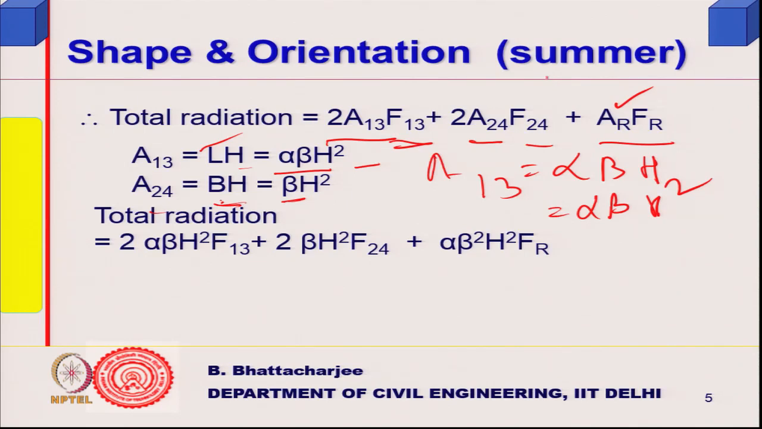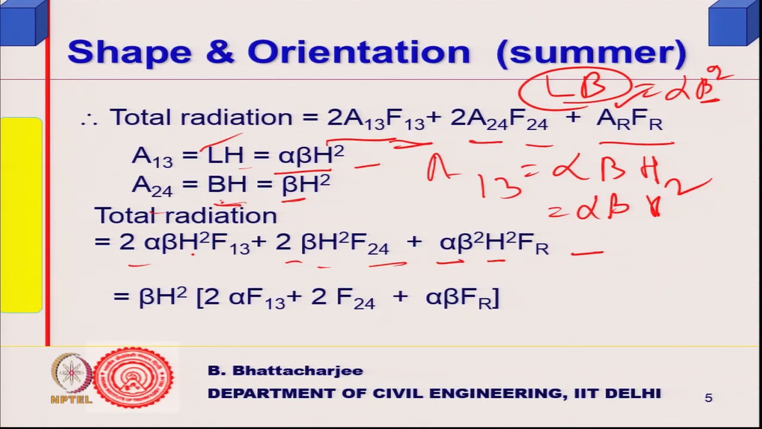Lb is the area, which is nothing but alpha into b square, and b is nothing but beta h, so b square will be beta square h square. So, this is alpha beta square h square f r, twice beta h square f 2 r. This is the total radiation gain depending upon the orientation, and I can take beta h square common from everywhere.